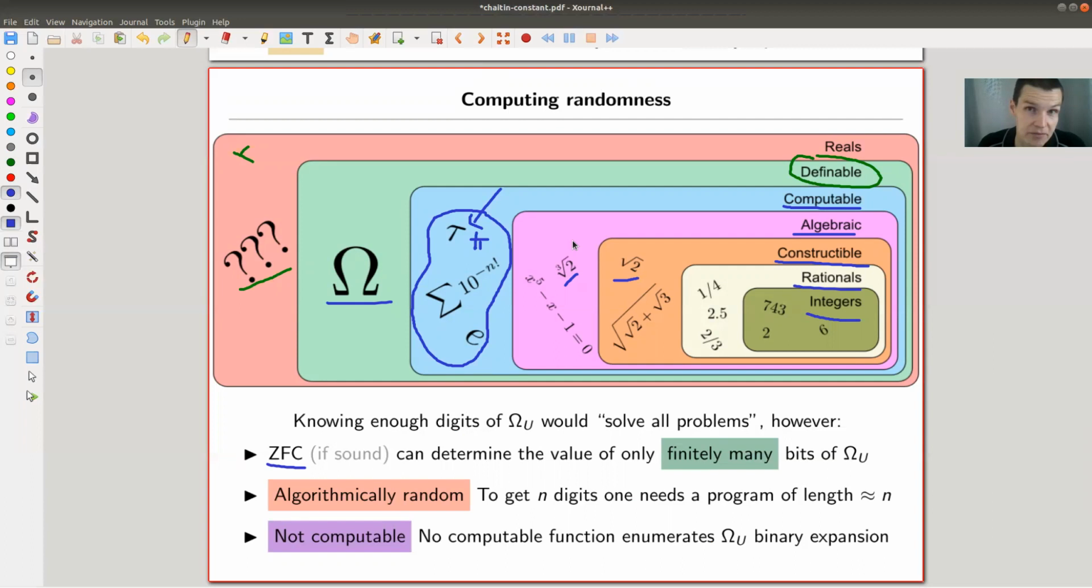It somehow gets even worse. It's algorithmically random and not computable. So there's no computable function that ever enumerates this number. And algorithmically random is a funny concept, which really tells you that this is really hard to compute. To get n digits of it, you need to work of order n. That's basically what it says, right? So it's random. If you know 59 digits, it doesn't help you to determine the 60th digit. If you know 60 digits, it doesn't help you to determine the 61st digit. It's really a random number, which is in stark contrast to something like pi.